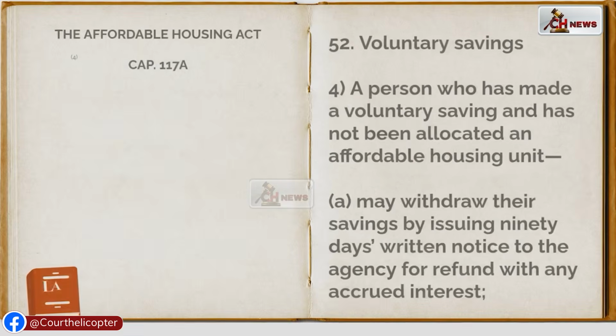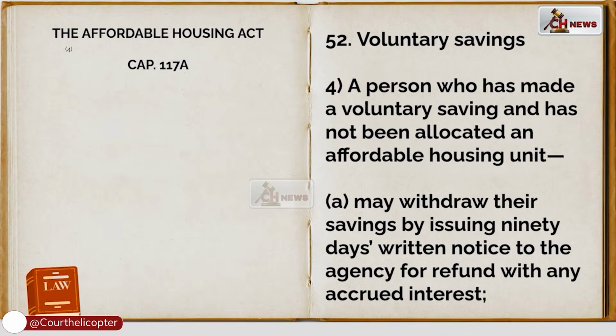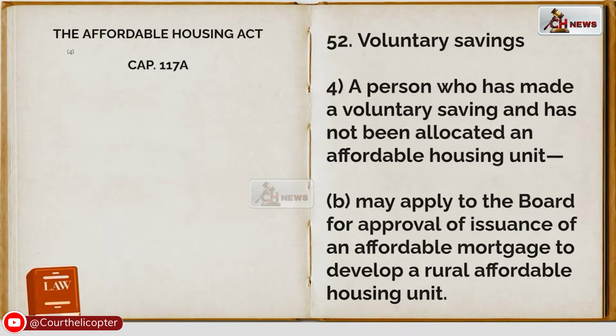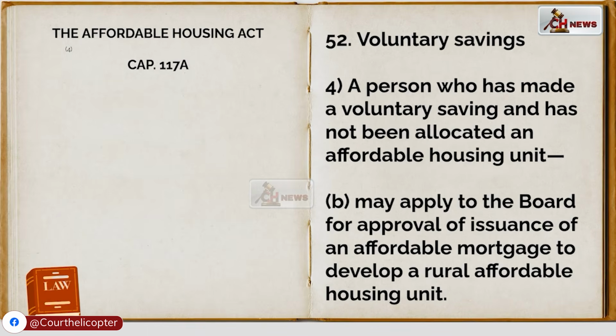If you fail to get a house, 52(4), a person who has made a voluntary saving and has not been allocated an affordable housing unit, A, may withdraw their savings by issuing 90 days written notice to the agency for refund with any accrued interest, or may apply to the board for approval of issuance of an affordable mortgage to develop a rural affordable housing.